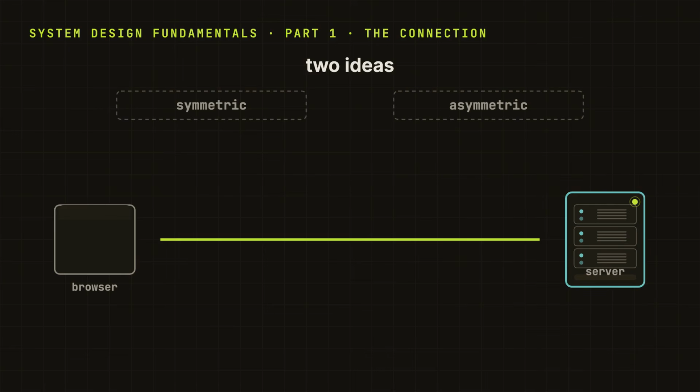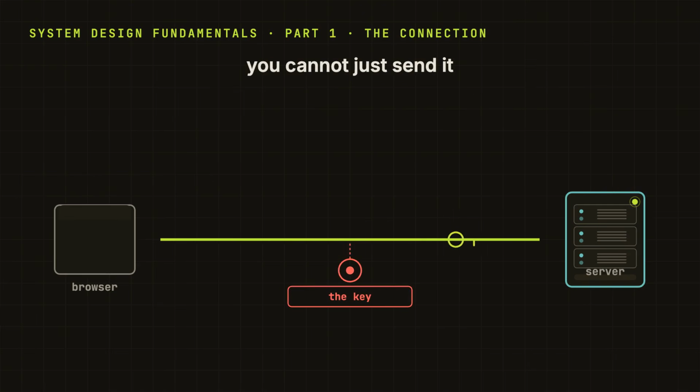The first is encryption keys, and there are two kinds. Symmetric encryption uses one shared secret key to both scramble and unscramble the data. It is fast, but both sides need the same secret, and that raises the hard question: how do you agree on a secret over an open line where everyone in the middle is listening?